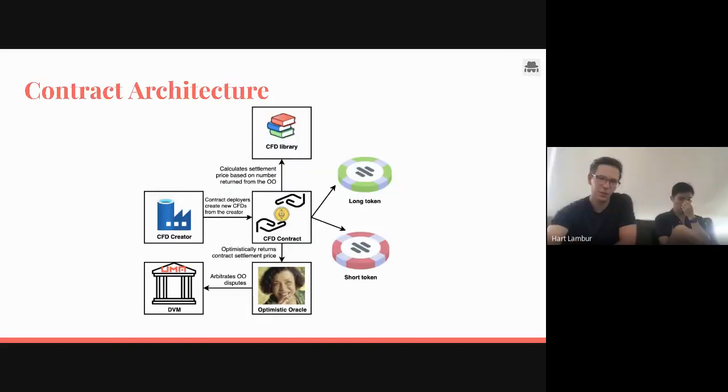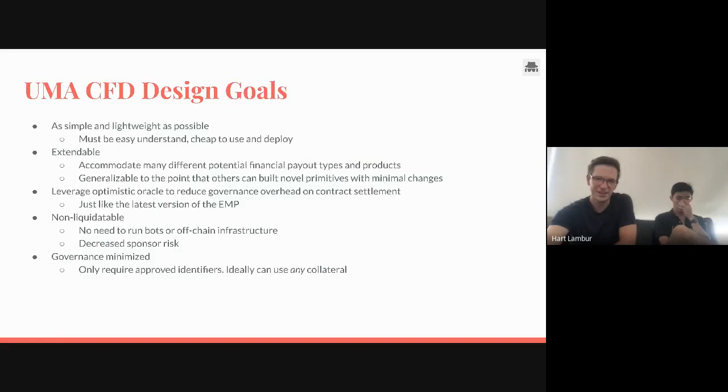Chris, can I add one more thing there too? I hate to keep interrupting, but the one other thing I want to highlight for everybody is that the non-liquidatable bit is not what a traditional or typical CFD looks like. A typical CFD is something where there are liquidations, where you do need to add margin, there are margin calls, all those concepts.